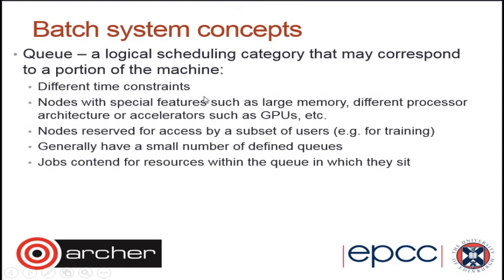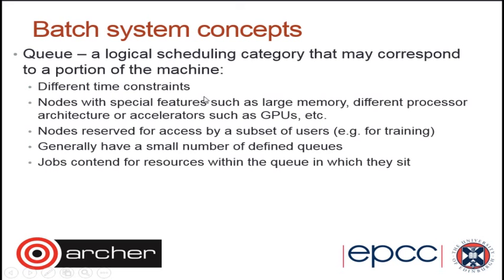Something else you could facilitate access to by a distinct queue is nodes with special features, such as large memory or accelerators. We have a separate accelerator queue. Jobs that use accelerators get submitted to that queue, and jobs that don't use accelerators get submitted to some kind of standard queue. You can also reserve nodes for guaranteed, immediate access for a subset of users, as we've done for this course for training.